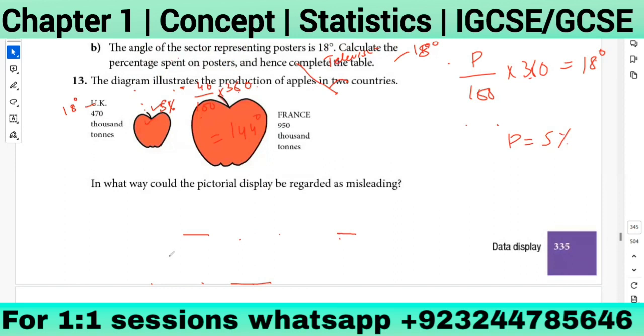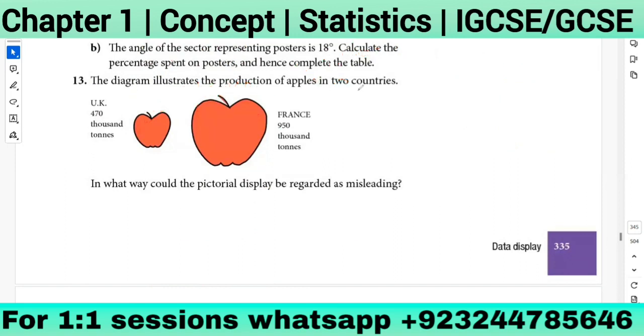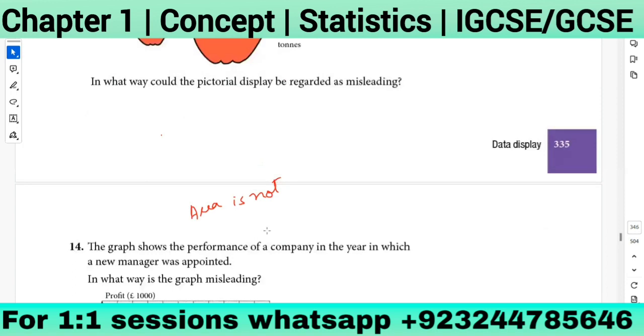Okay. The diagram illustrates the production of apples in two countries. So UK 470,000 tons and France 950,000 tons. In what way could the pictorial display be regarded as misleading? The size is shown as the area of the second apple increasing. The apple looks much bigger than the first apple. The area is not increasing; the number of apples are increasing. Okay. Area of the apple is not increasing.